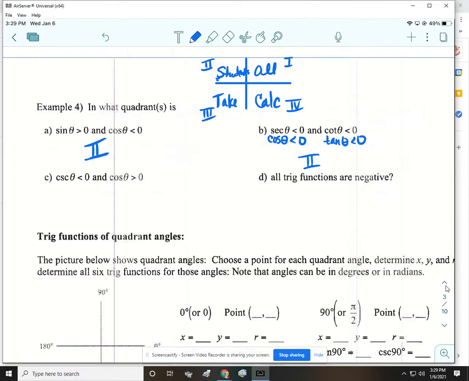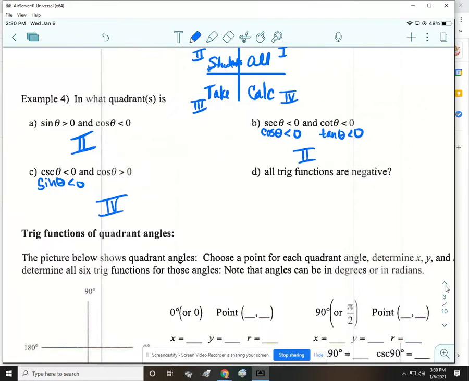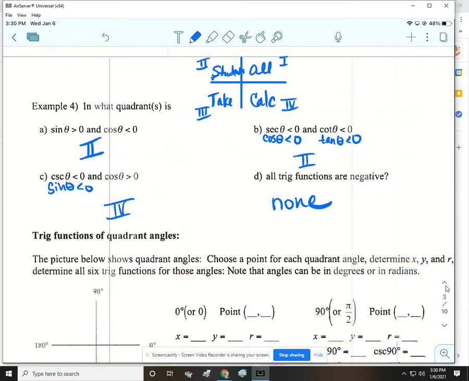All right, and then for this one. Cosecant is negative, so that means the sine is negative, and cosine is positive. So look at that for a second. That's going to be quadrant 4. All right, and then for D, we want all trig functions negative. There is no quadrant where that happens, so we would just say none.